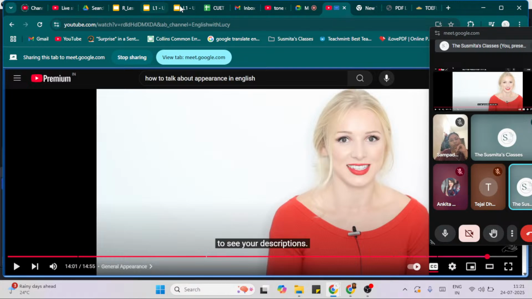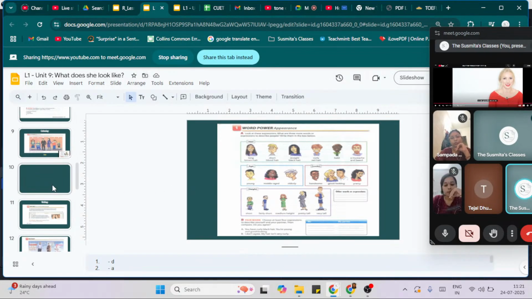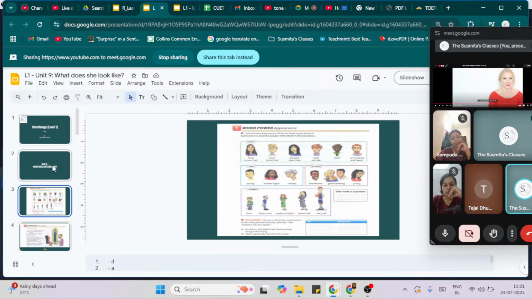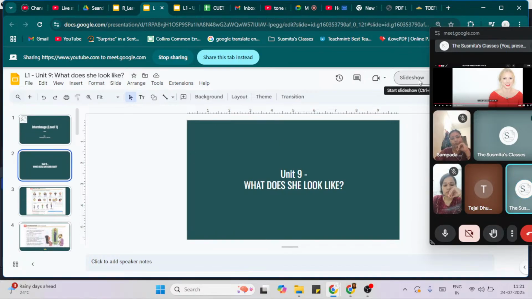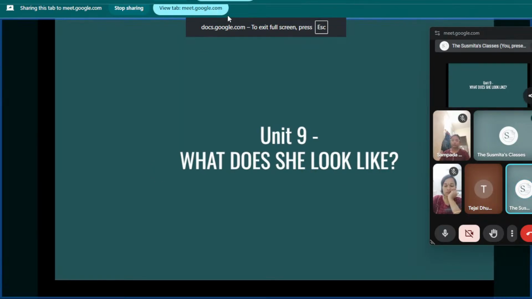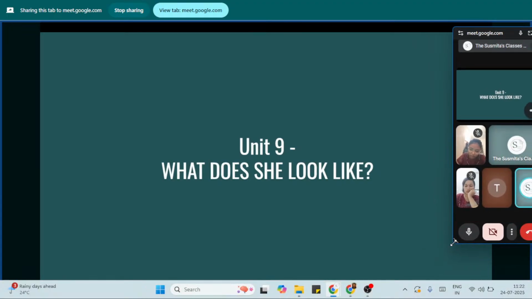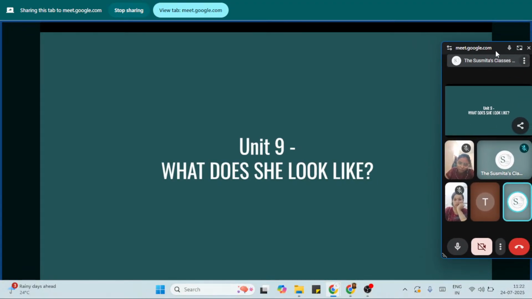Okay. Did you understand everything? Any doubts over here? Because the same thing that we are going to look at in unit number 9 today. That is our unit, which is called What Does She Look Like? Okay. Any doubts, anything that you did not understand? We are going to discuss it again, most of the things that she explained, but still, any doubts?